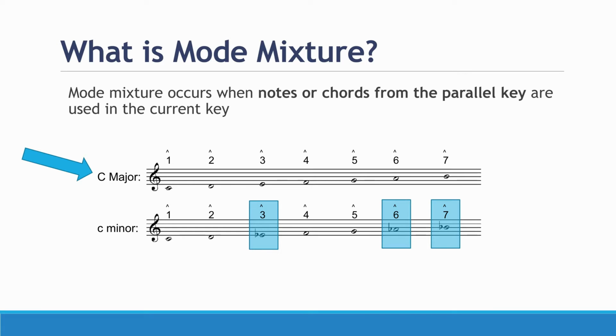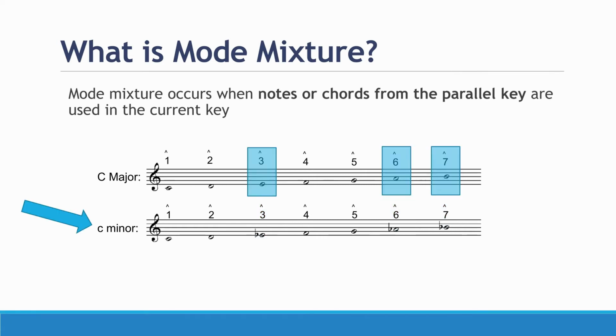If we're starting in the key of C major, what we're going to do is use the notes E flat instead of E natural, A flat instead of A natural, and B flat instead of B natural. If we were starting our piece in the minor key, then we would borrow from the parallel major key. We would use E natural instead of E flat, A natural instead of A flat, and B natural instead of B flat. So to summarize, it's a borrowing from the parallel key. If you're in minor, you're going to borrow from the major key. If you're in major, you're going to borrow from the minor key.